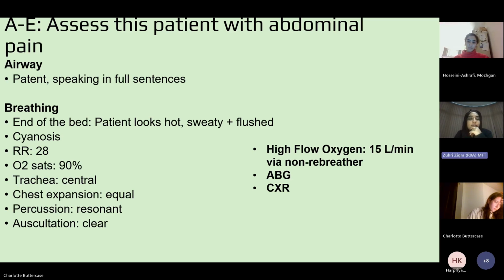Perfect, good. 15 litres non-rebreathe, get an ABG. Anything else people would get with sats so low? Anything they would order? Yeah, perfect. Chest x-ray, guys. So next bit. Yeah, so everything that you guys have said is mentioned here. High flow oxygen, 15 litres on a non-rebreather, get an ABG, get your portable chest x-ray if they're unwell.